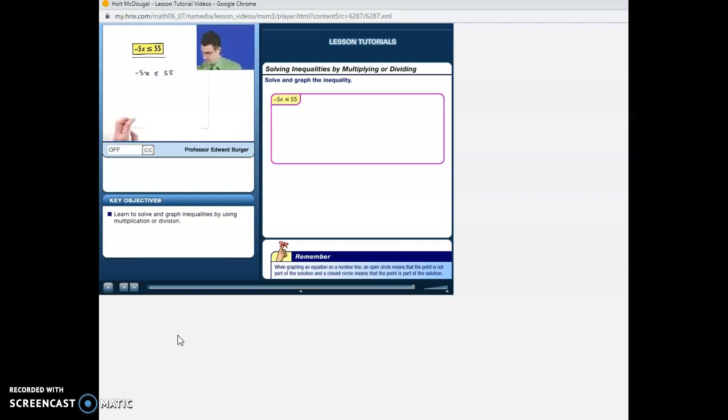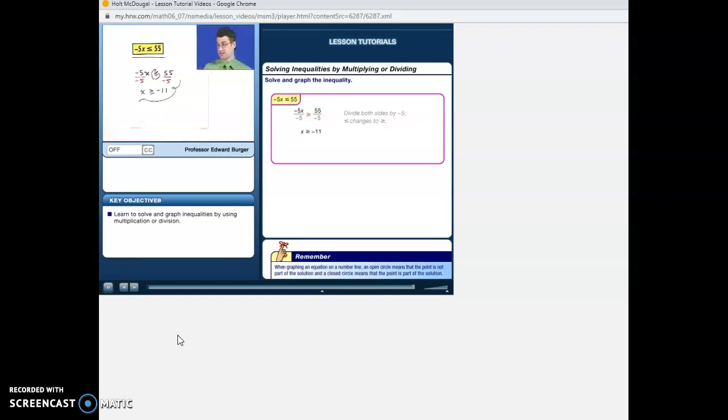So now I'm going to divide through by negative 5. But that's going to force me to reverse this. And so what I see now is x is greater than or equal to. Do you see how I've actually reversed the inequality symbol? And 55 divided by negative 5 is negative 11. And so there's my answer.